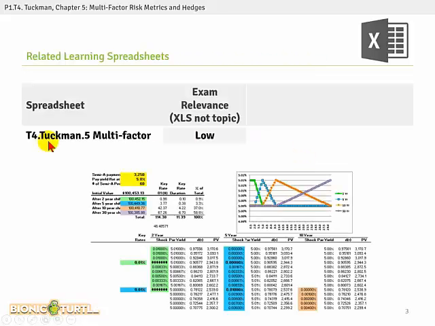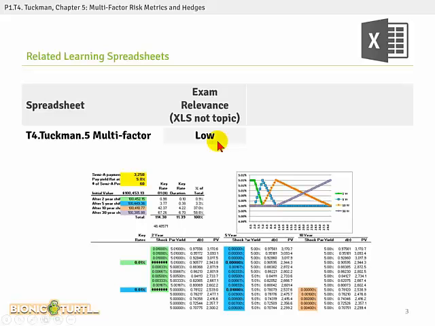The learning spreadsheet that's associated is called T4.Tuckman.5 multi-factor, and that's because, of course, this is topic 4 in part 1, which is valuation and risk models. Tuckman's the author, .5 because it's chapter 5, and then multi-factor.